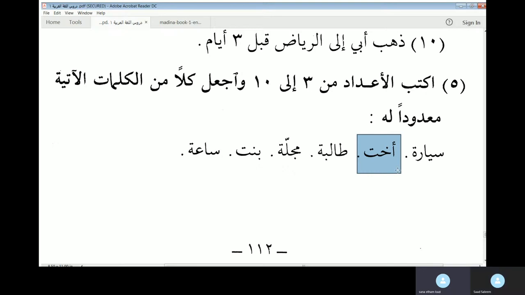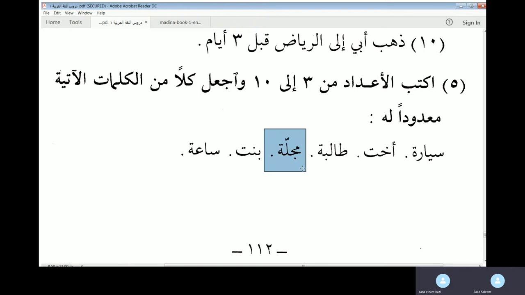Six sisters: sittu akhawatin. Seven students, female students: sab'u talibatin. Eight students: thamani talibatin. Nine magazines.